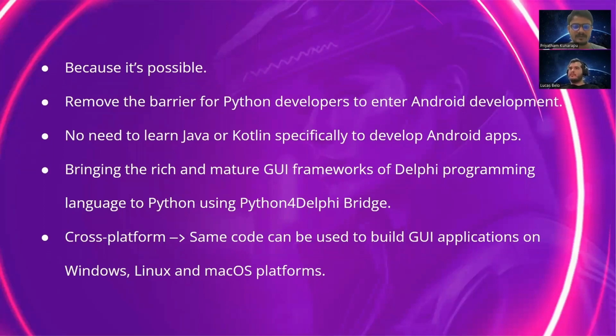The major and foremost reason is that it is possible, as I said before. The next reason is to bridge the gap and remove the barrier for Python developers to enter the Android development arena. As it's easy to learn and write code in Python, there is no need to learn syntax-heavy languages like Java and Kotlin specifically for Android development. It is becoming popular to bring frameworks from other languages to Python so that you can achieve almost anything using Python itself. In a similar way, you don't need to write Java and Kotlin code to develop Android applications, which might become a trend in future, and we wanted to explore that possibility.